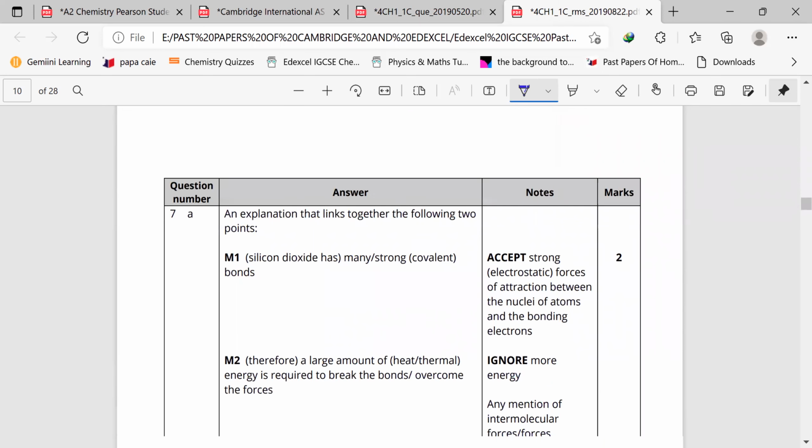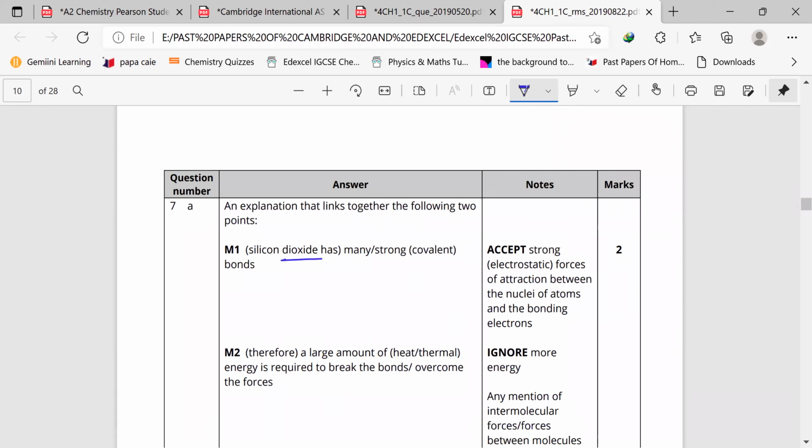Silicon dioxide has many strong covalent bonds. I want you to start with: silicon dioxide is a giant covalent structure which has many strong covalent bonds. In order to break them, we need very high energy. So that's how we should structure it.